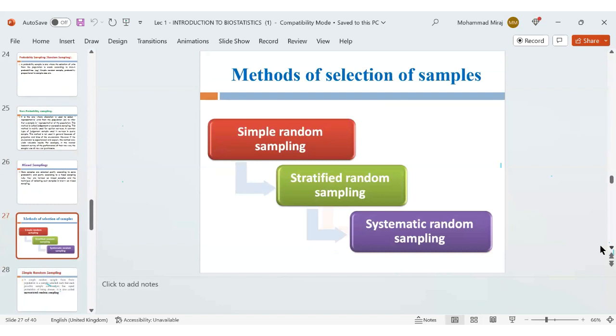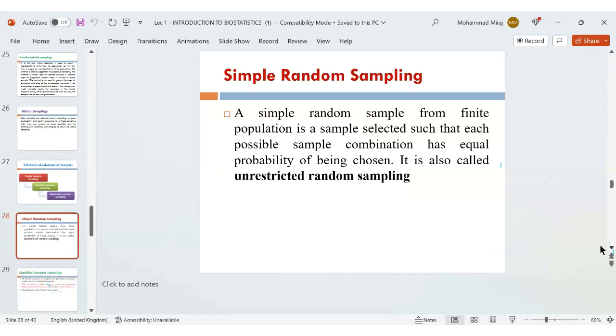Then, what are the methods of selecting samples? Like I told you, probability sampling can be further divided into simple random sampling, stratified random sampling, and systematic random sampling. Now let us understand what simple random sampling, stratified and systematic random sampling are. A simple random sample from a finite population is a sample selected such that each possible sample combination has an equal probability of being chosen.